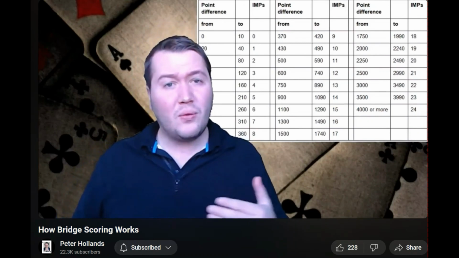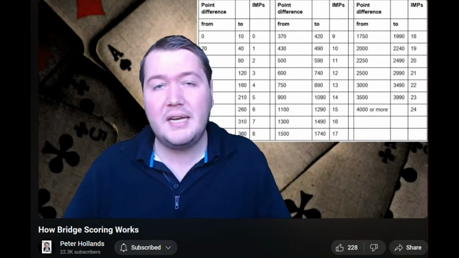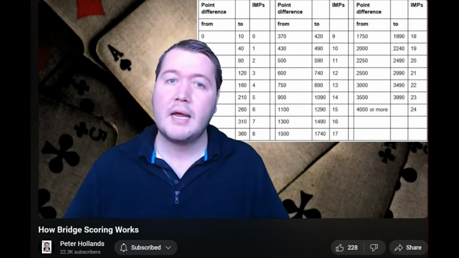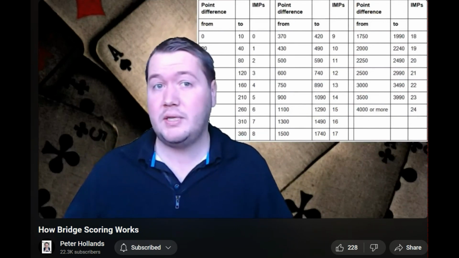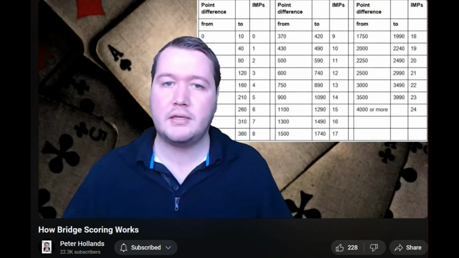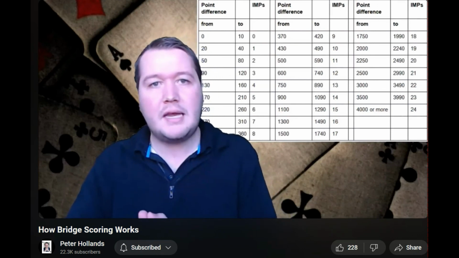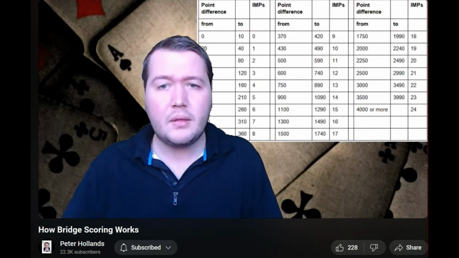So it goes all the way up to 24 imps, so each board can have a huge swing, and the Grand Slam choices are really important, game contracts are important, whereas part scores, they scale a lot less.